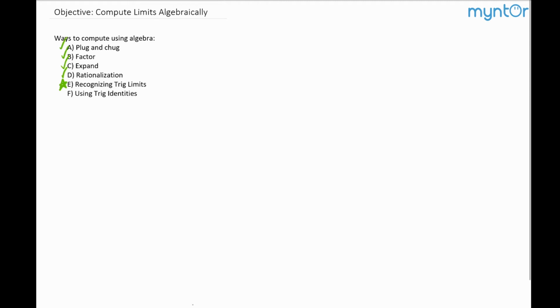And so the fifth way we can go about computing limits algebraically is by recognizing trig limits that we love. Essentially, these are trig limits that you need to memorize. And they go like this.